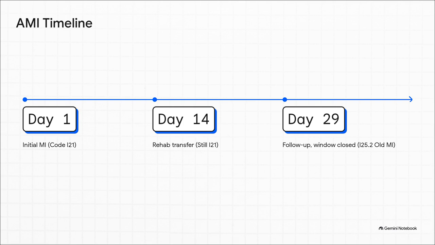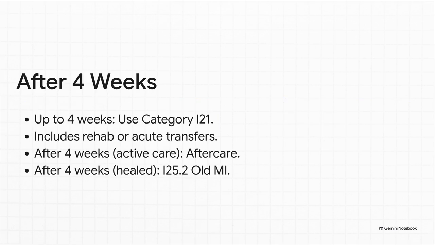But then, day 29 hits. The acute window slams shut. For follow-up on day 29 or later, if that MI is healed, you absolutely must switch your code to I25.2, old myocardial infarction. So let's break down the nuances of what happens on and after day 29, because honestly, this is a very common trap.